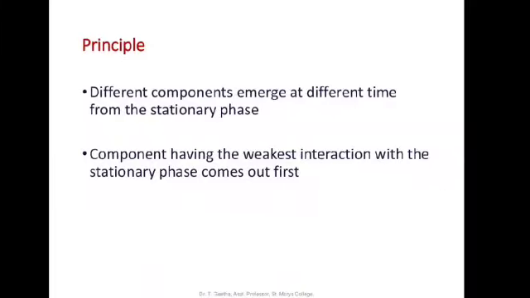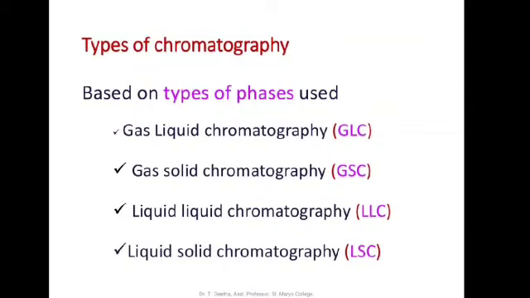Let us now have a look at the classification of chromatographic techniques. One of the methods of classification involves classifying it based on the physical state of the two phases, that is, gas-liquid chromatography, where the gas phase is the mobile phase and the liquid phase is the stationary phase. Gas-solid chromatography, where, as you can imagine, the solid phase is the stationary phase and the gas phase is the mobile phase.